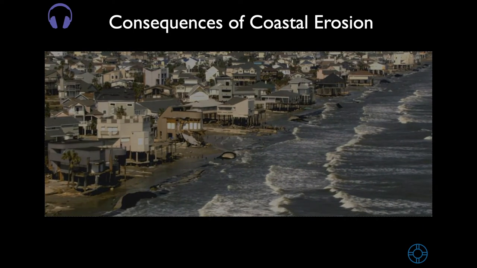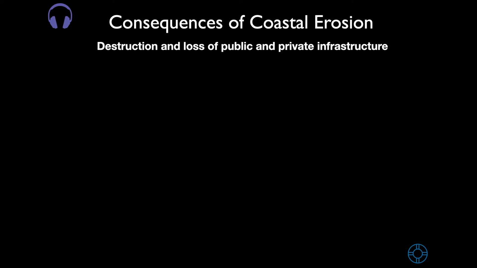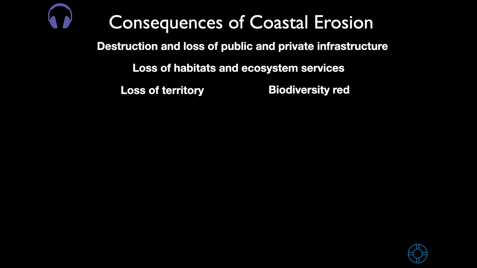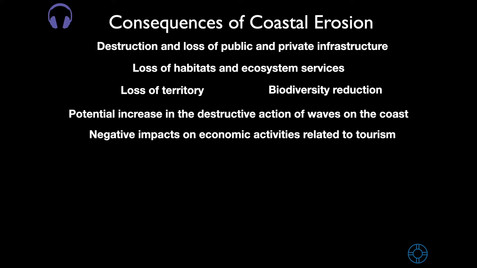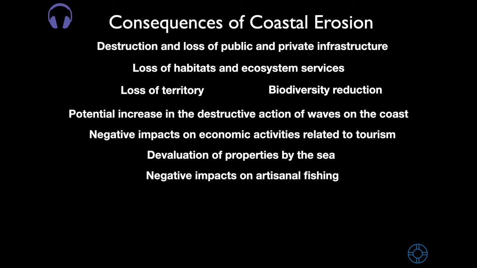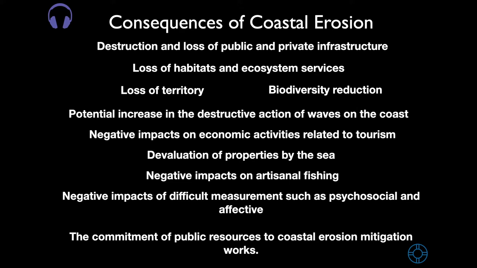Some of the consequences of coastal erosion are well known: the destruction and loss of public and private infrastructure, loss of habitats and ecosystem services, loss of territory, biodiversity reduction, potential increase in the destructive action of waves on the coast, negative impacts on economic activities related to tourism, devaluation of properties by the sea, negative impacts on artisanal fishing, negative impacts that are difficult to measure, such as psychosocial and affective ones, and the commitment of public resources to coastal erosion mitigation works.